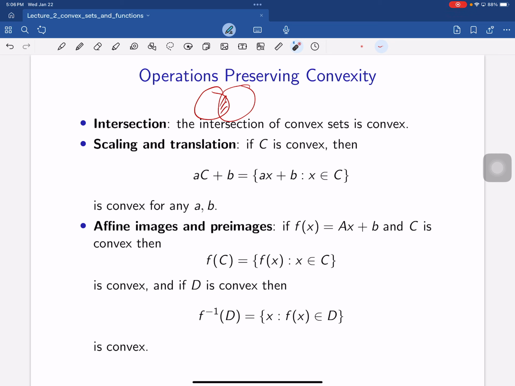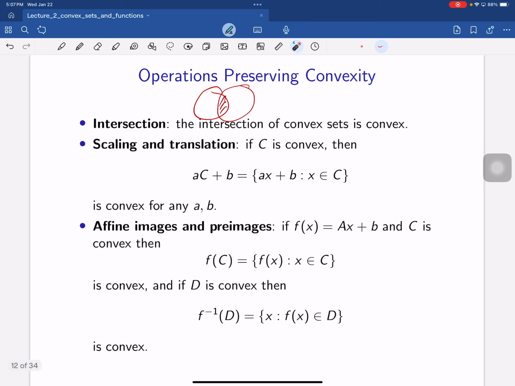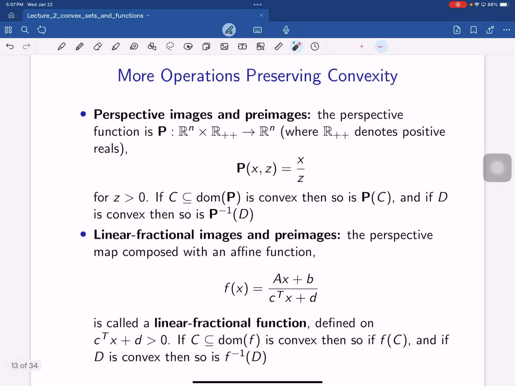You could try these properties in your homework question. I wouldn't be able to do all the proofs in class. I want to just focus on a couple of proofs that may give you some insight. Okay, you could verify by definition those operations preserve convexity. And there are two, maybe the last one is less commonly used, but the perspective function is useful in optimization.